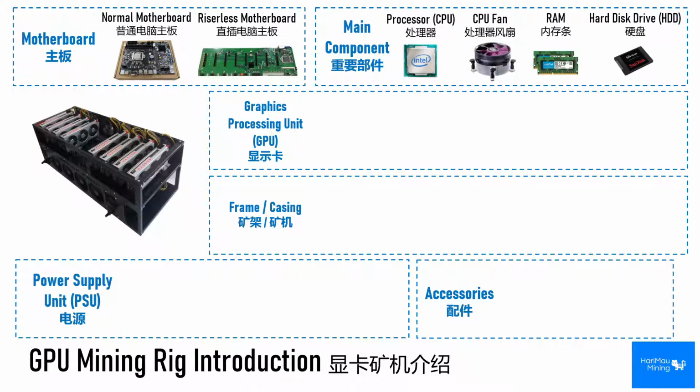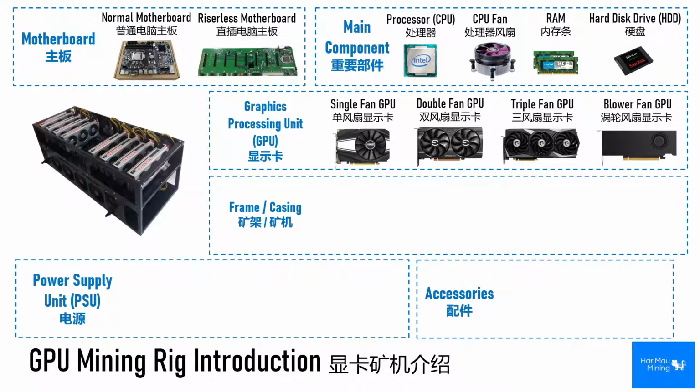Then you need the other very important components, which we call main components, that you need to run on the motherboard in order for your system to work. The first one is the processing unit, the second one is the CPU fan, the third one is RAM, and the last one is the hard disk drive, or SSD, or you can even use your pen drive to run your OS. Basically, we separate graphic processing units into a few types: single fan, double fan, triple fan, or blower fan. These fan numbers basically decide the cooling efficiency of the cards.